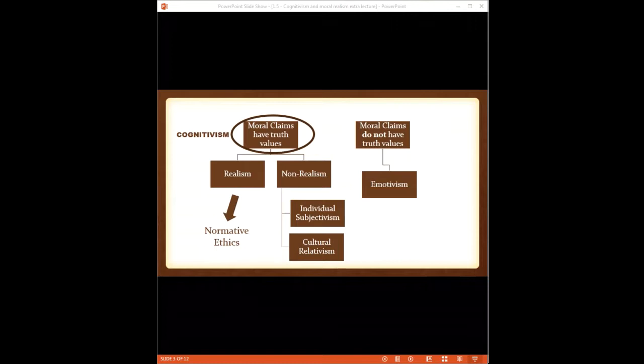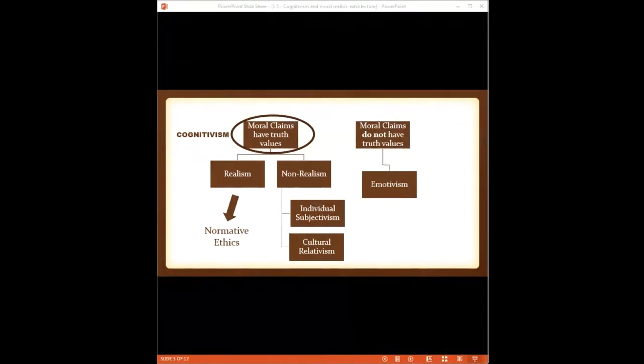When it comes to the opposite of cognitivism, and we will look at this a little bit later on in the course, there is a position that is non-cognitivism over here on the right, and they say that moral claims don't have truth values. And one of the more popular theories is emotivism that comes out of that tradition. So what would that look like then?